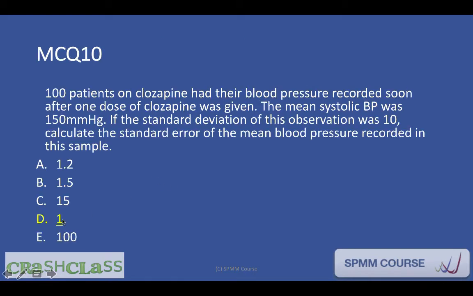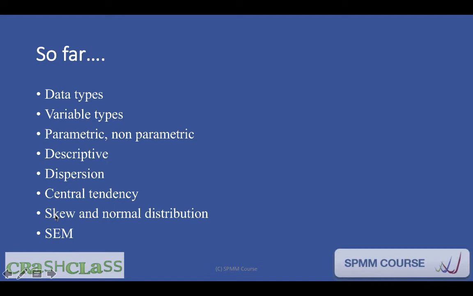You can do a sanity check by quickly looking at your answer. 1. Is 1 smaller than 10? Yes, it is. So you should not choose 100 or 15 here. So 1 is the right answer, D.